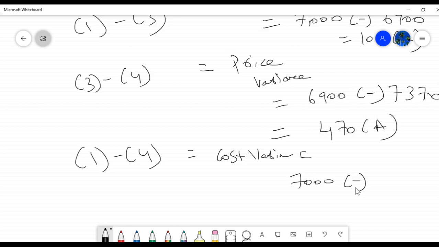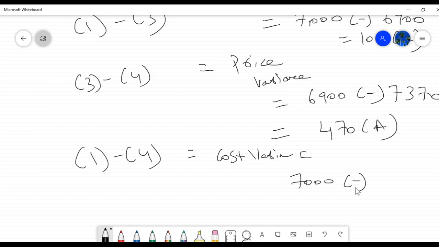That is our objective. So 7000 minus 7370. 7000 is our standard cost, but we spent 7370. Extra 370 rupees adverse.